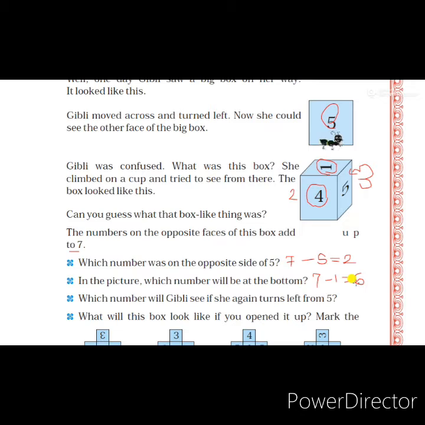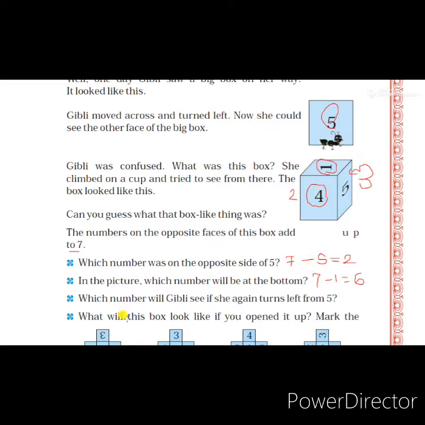That means if we add 1 plus 6, we will get 7. Like that, 5 plus 2 is 7. Now we have to find the number on the opposite side of 4. What will be the number on the opposite side of 4? That will be 3, which we already found. So 4 plus 3 is 7.